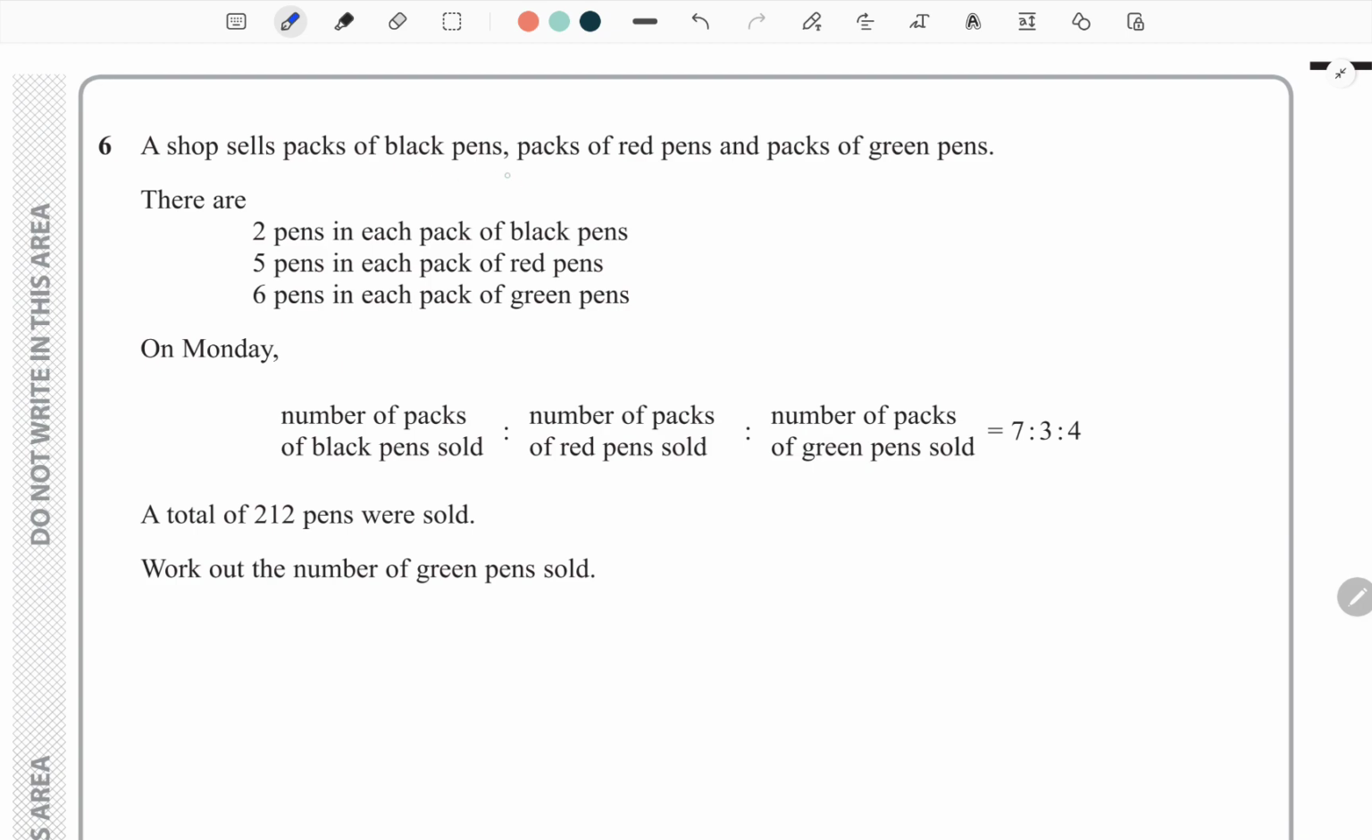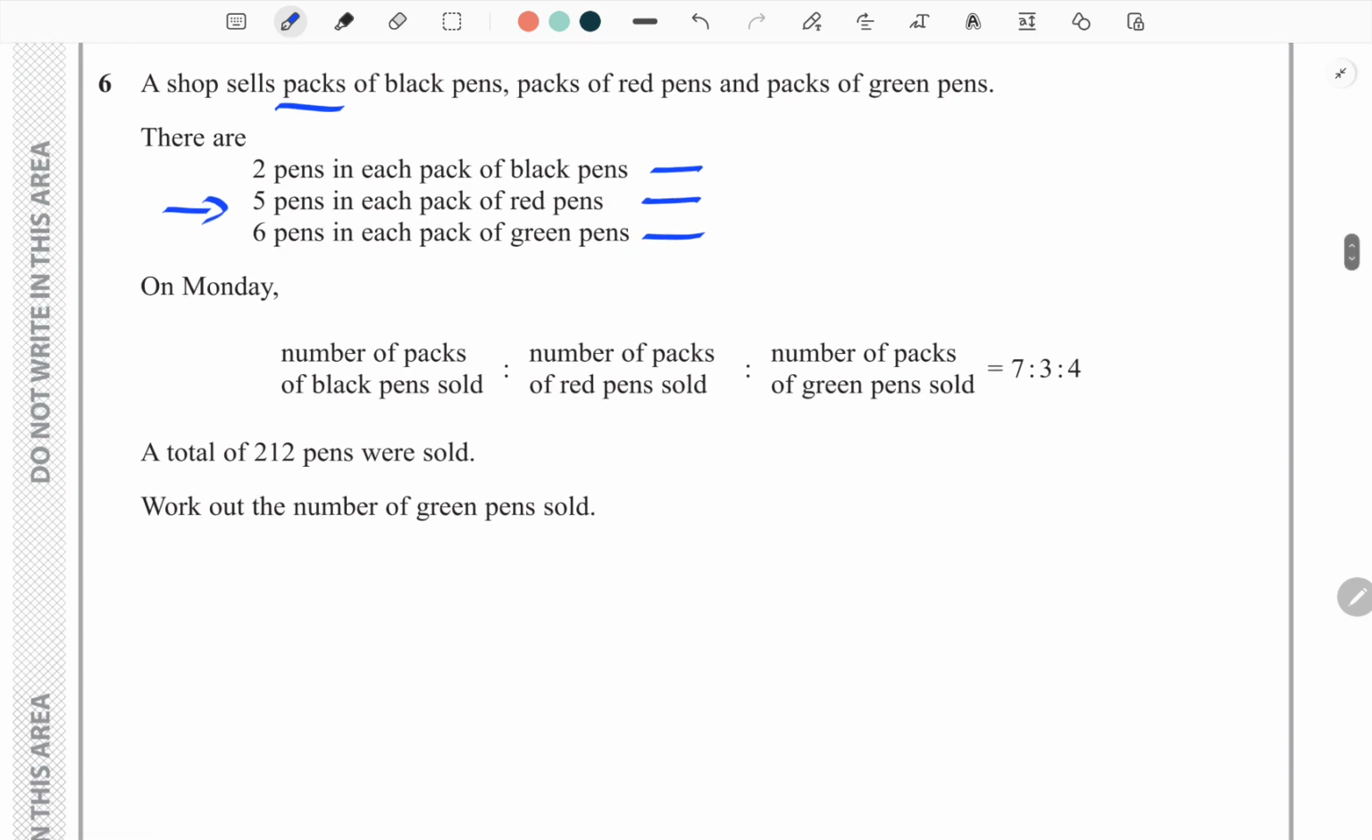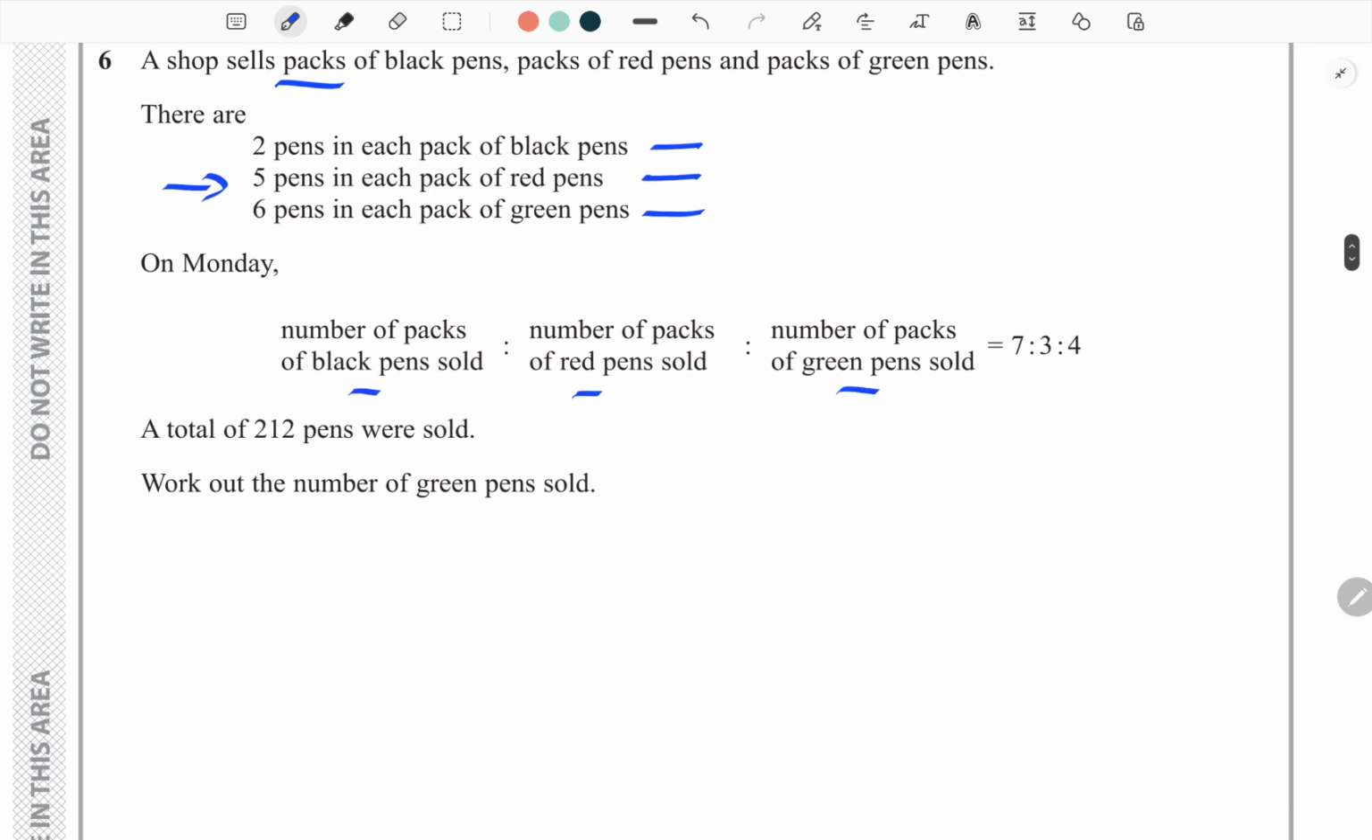So you've got different colored pens in packs, right? And each color, as you note here in the description of the question, 2 pens in the black pack, 5 in the red pack, and 6. So all of that information, you've got to make note of it, 6 in the green pack, all right? And on Monday, it says, the number of packs sold has a ratio of black to red to green of 7 to 3 to 4, all right? So this is a ratio of the packs.